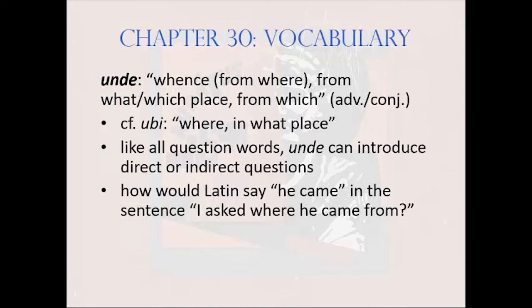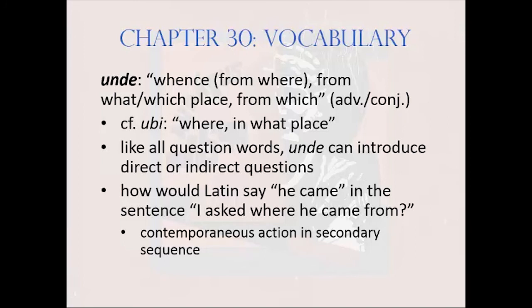That's a matter of sequence of tenses, isn't it? What sequence is the sentence in, primary or secondary? Well, what tense is the main verb, past or present? Past. So the sequence is secondary. And is the action of the subordinate clause contemporaneous or prior? Clearly, the asking and the coming are happening at the same time. It's not, I asked him where he had come from. So, what tense of the subjunctive does Latin use to show contemporaneous action in secondary sequence? The imperfect. Thus, in this sentence, he came would be veniret.